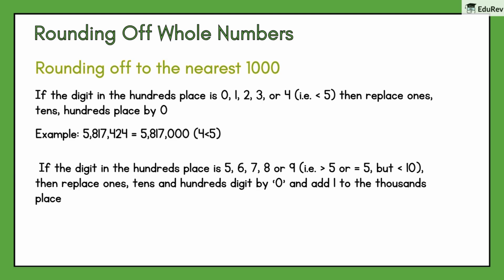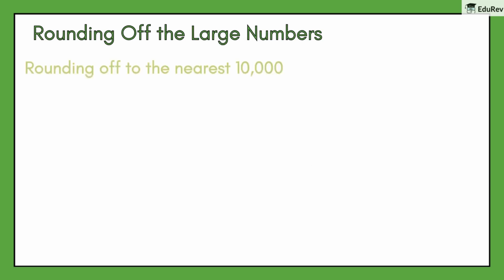However, if the digit in the hundreds place is 5, 6, 7, 8 or 9, that is greater than or equal to 5, but less than 10, then replace ones, tens and hundreds digit by 0 and add 1 to the thousands place. For instance, 62,75,885 rounds up to 62,76,000 because the hundreds place is 8. Next, we will round off large numbers to the nearest 10,000.